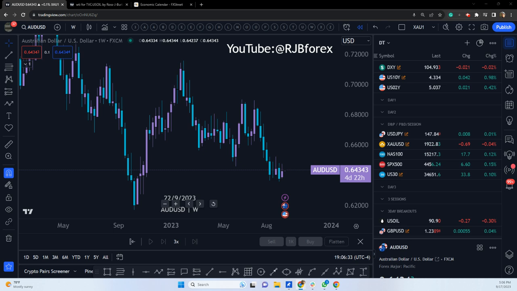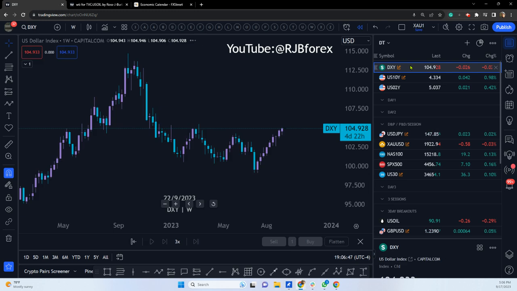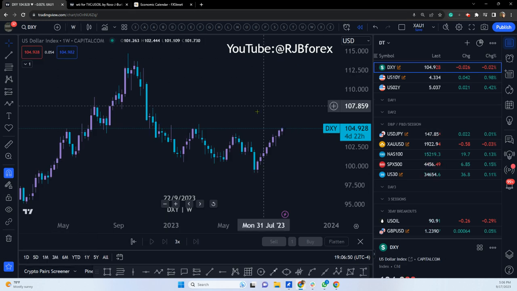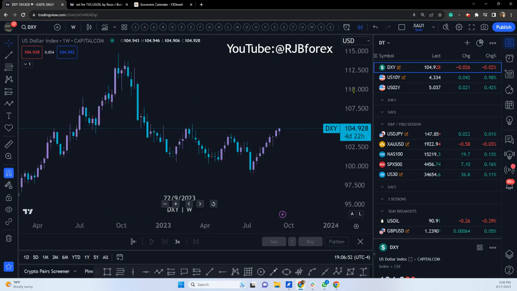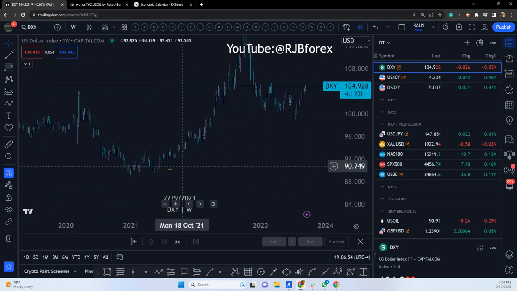So look to your calendar, take note of when those events are coming out, and be wary of those as risks for your trading. Now, let's just start with the US dollar then, and we're going to go all the way out to the weekly chart. So we're on the weekly chart here.